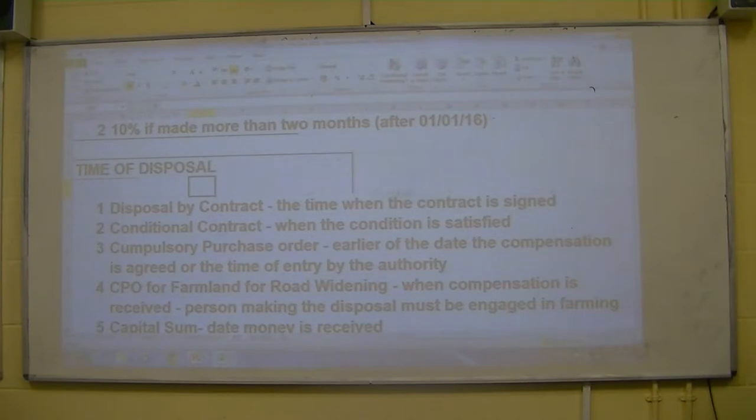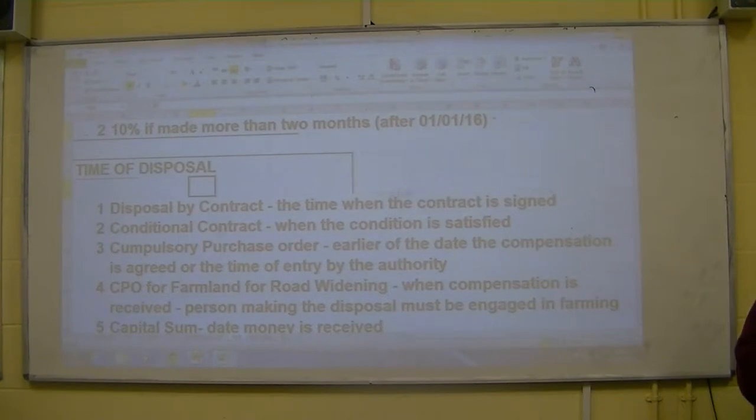So our first one is disposal by contract: the time when the contract is actually signed. You've got a conditional contract, where the disposal happens when the condition is satisfied. That would be like if you sold a site subject to planning. When the planning condition goes through, then that actually becomes taxable.